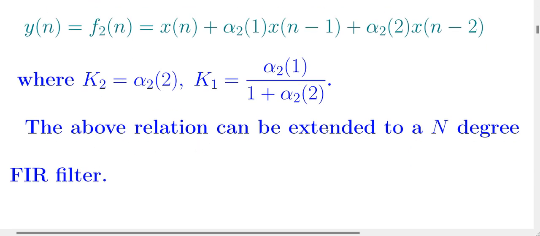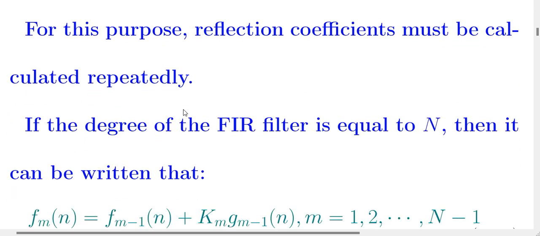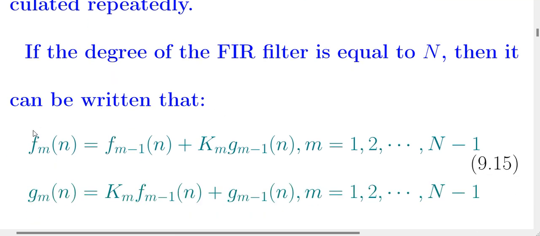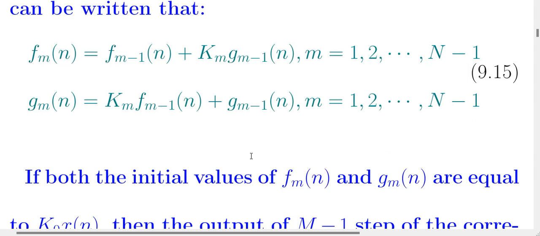The above relation can be extended to an n-degree FIR filter. For this purpose, reflection coefficients must be calculated repeatedly. If the degree of the FIR filter is equal to N, then it can be written that fm of n will be equal to fm minus 1 of n plus km times gm minus 1 of n minus 1, and gm of n is equal to km times fm minus 1 of n plus gm minus 1 of n minus 1, where m varies from 1 up to capital N minus 1.